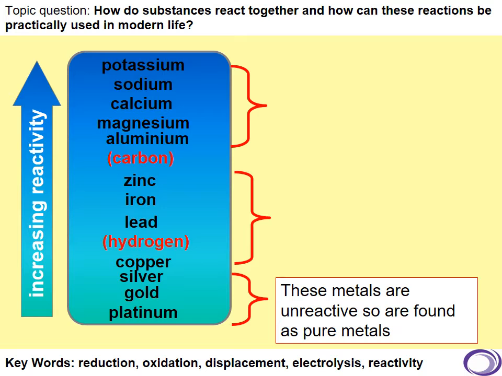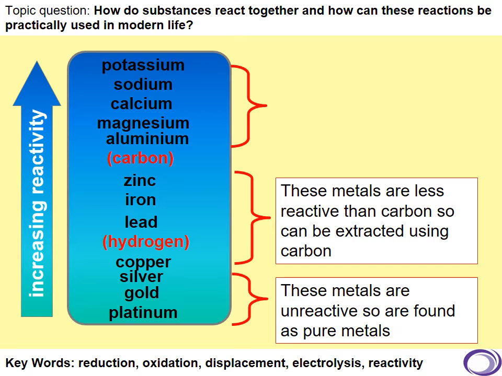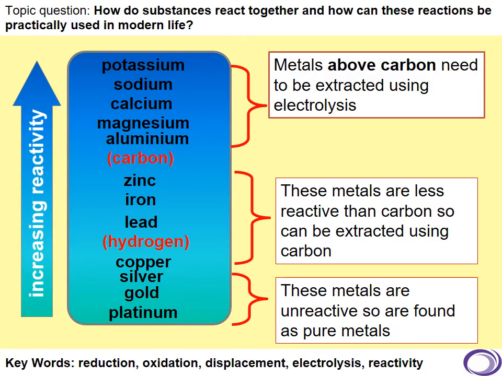The metals at the bottom are quite unreactive, silver, gold and platinum, so they tend not to react with oxygen, and when we find them, we usually find them as pure metals. The next group up are less reactive than carbon, so can be extracted using carbon. We'll look at how that happens. And then finally, the metals that are above carbon in the series are more reactive than carbon, so therefore they need to be extracted using electrolysis.